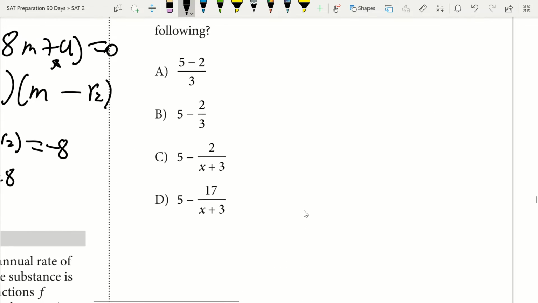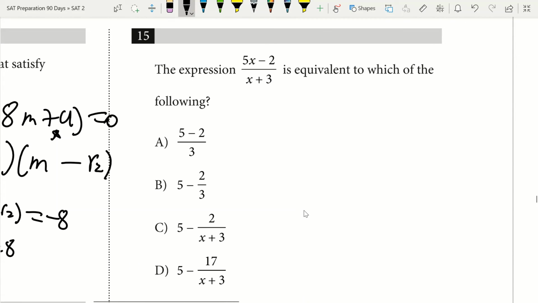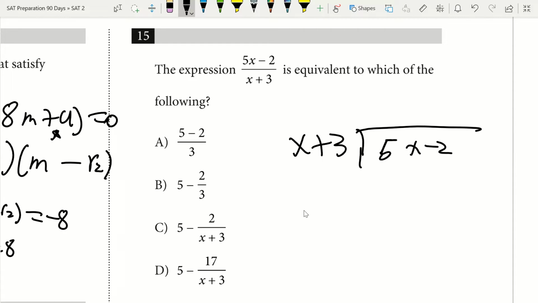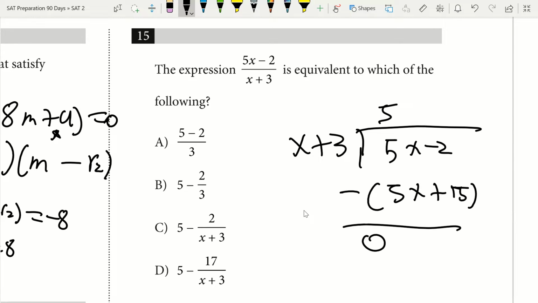For 15, we've got this equation up here. It's equivalent to what? In order to solve this one, it's just going to be a division problem, right? 5x minus 2. I'll rewrite that: 5x minus 2. We have to multiply by 5 to get rid of our 5x, so now we'll have minus 5x. Then we have to multiply this 5 by that 3, which is going to be plus 15, plus 15. 5x minus 5x gives us 0. Negative 2 minus 15 gives me negative 17. That's going to be my remainder. My remainder is negative 17, which means my answer there is going to be D.